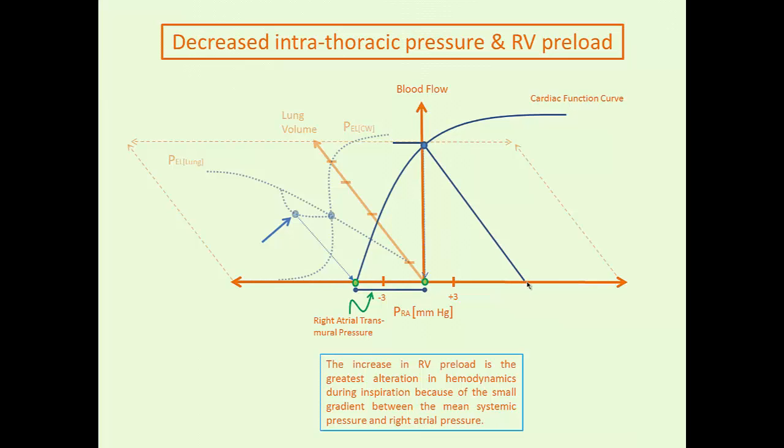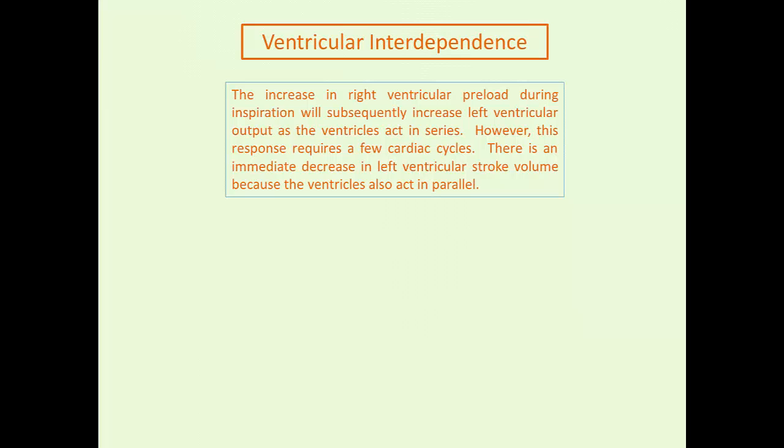And your mean systemic pressure is typically in the order of 5 to 10-ish, which means that the pressure gradient for all of venous return to your right heart is only 0 to 10 millimeters of mercury. So if you change your intrathoracic pressure by just a few millimeters of mercury, you're actually causing very profound changes in venous return.